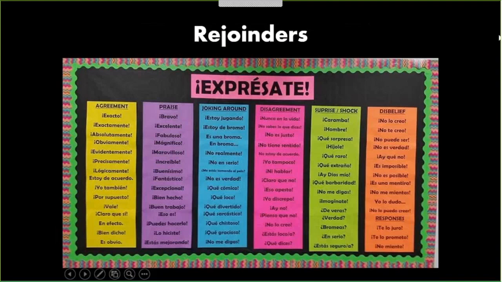Rejoinders, this is an example of rejoinders in Spanish, and you'll notice they're titled based on their functions. So different ways to express agreement or praise or joke around or disagreement. And this particular teacher put them up as a bulletin board. Obviously, college professors don't necessarily have that option, but you could provide some kind of conversation card, for example, with those kinds of expressions.